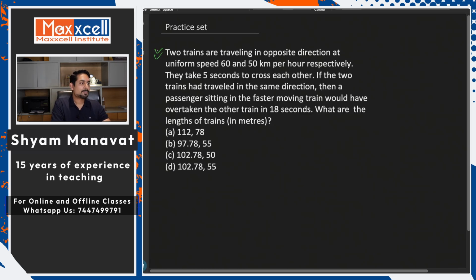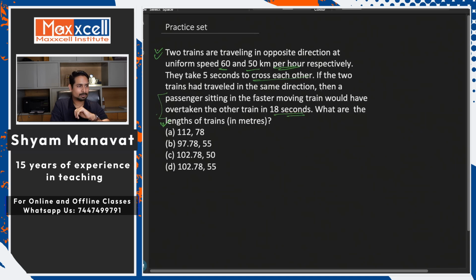The question says, two trains are traveling in the opposite direction at uniform speeds of 60 and 50 kilometers per hour. We need to pay attention to the units. They take 5 seconds to cross each other. That means they are talking about the length of the train also here. If the two trains had traveled in the same direction, then a passenger sitting in the faster moving train would have overtaken the other train in 18 seconds. This part is interesting.